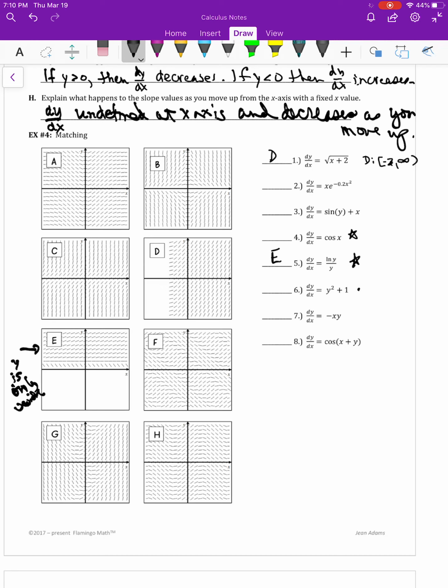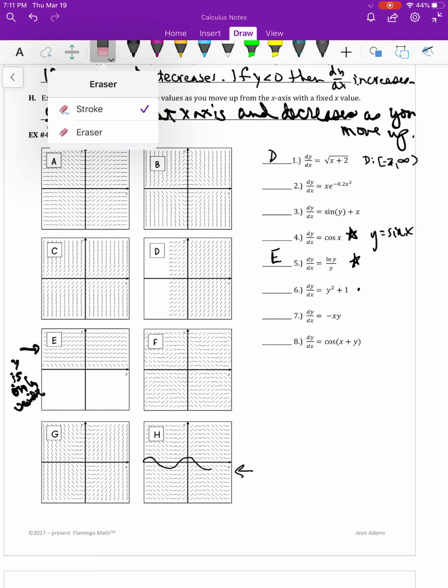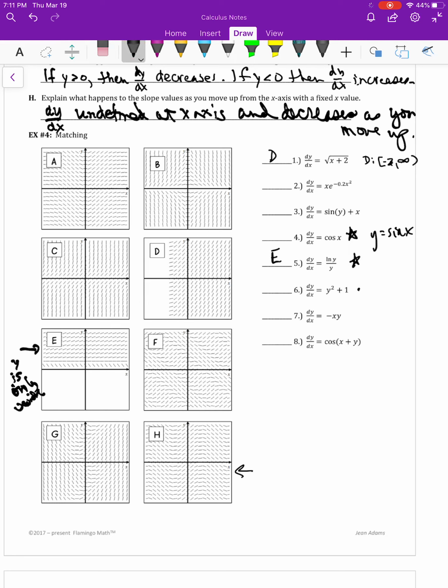We know that the derivative of sine is cosine. So I know that this is y equals the sine of x that I would be looking for. And I can see y equals the sine of x here in H. I didn't draw it the greatest there, and it doesn't look like sine, but it's hard to do with this little pen. You can see how this looks like the sine function. So this one's going to be H.